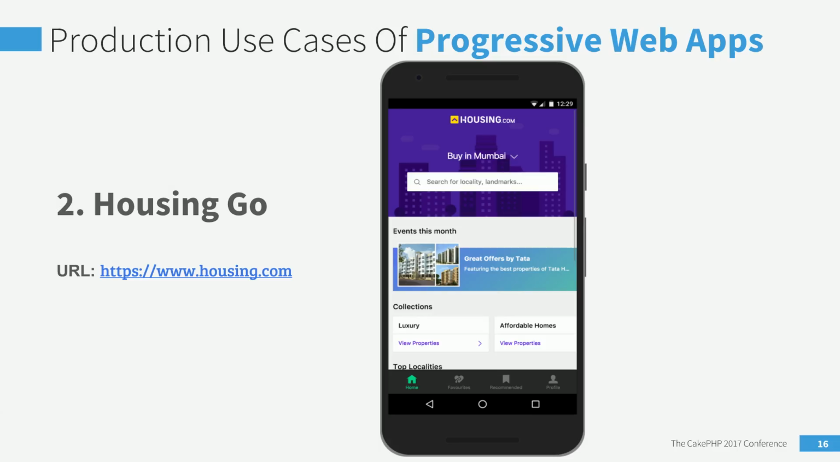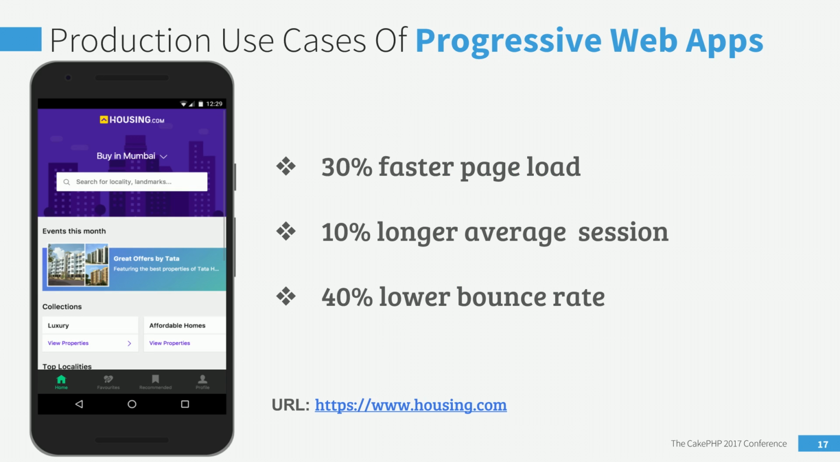Next one is Housing.com. This is one of the most popular housing platforms in India, where you can look for a house, real estate, buildings and locations and stuff. They also decided to take the same approach. And this is what happened. When they turned it into a progressive web app, this was what they got. 30% faster initial page load.